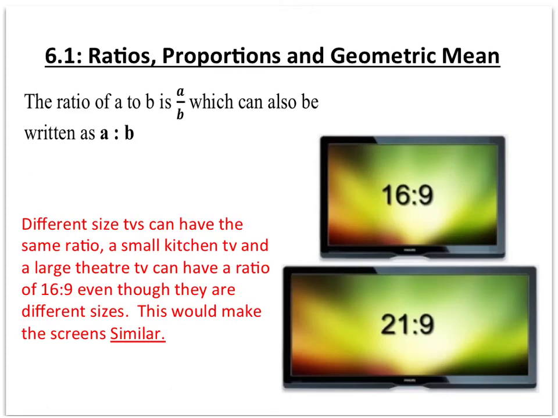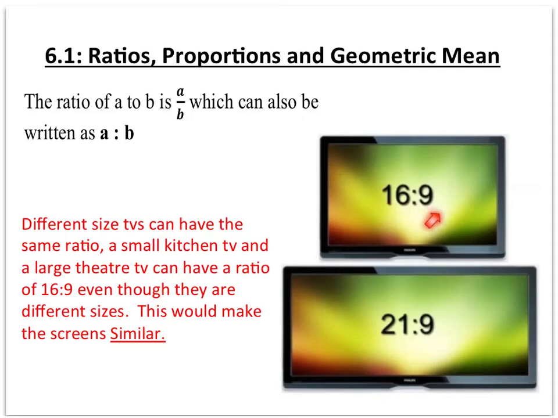Chapter 6 is all about similarity, and this can be really useful in terms of figuring out how tall a tree is without actually climbing up the tree, or figuring out how big a TV is going to be if you're told that it's in the 16:9 ratio. So we start with the concept of a ratio, and the ratio of A to B is A divided by B, a quotient or a fraction, and it can also be written as A:B, which is just the ratio of A to B.